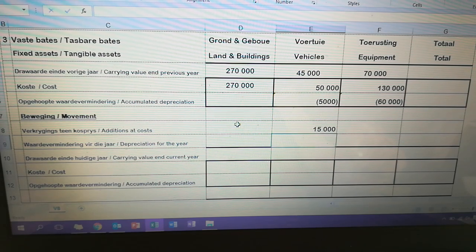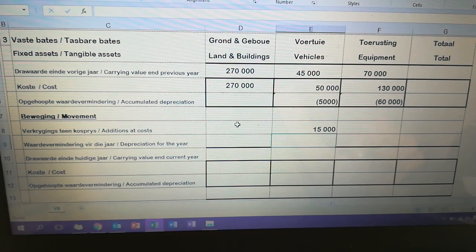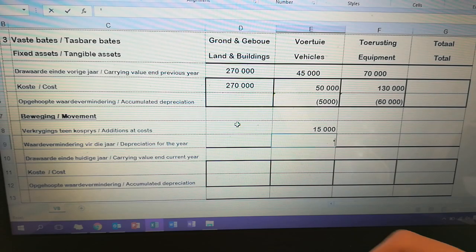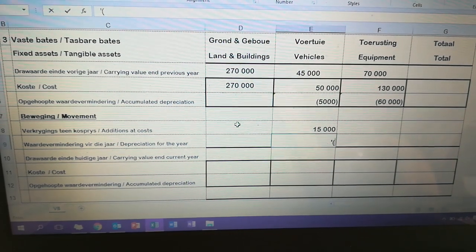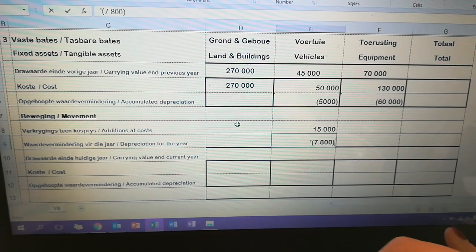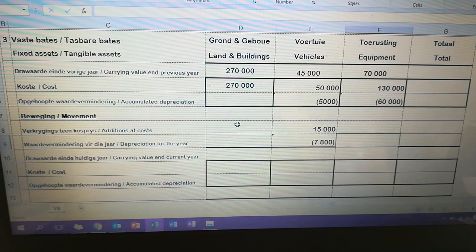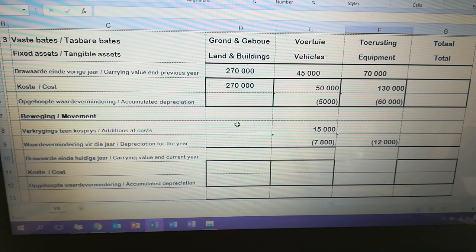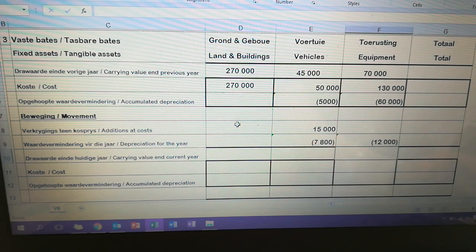The next thing is the depreciation for the year. I'm not going to explain now how to calculate this. Say for example they gave us the amounts, then you will just write in what the depreciation for the year is. So it's 7,800 rand for vehicles, and then for my equipment it is, for example, 12,000 rand. At a later stage I will explain how to calculate depreciation. So now I've calculated my depreciation and I've written that in.